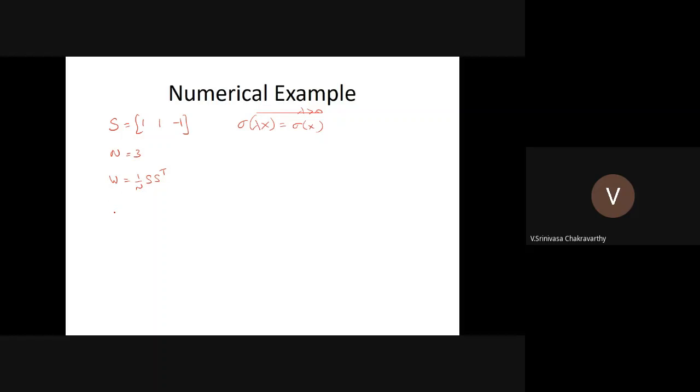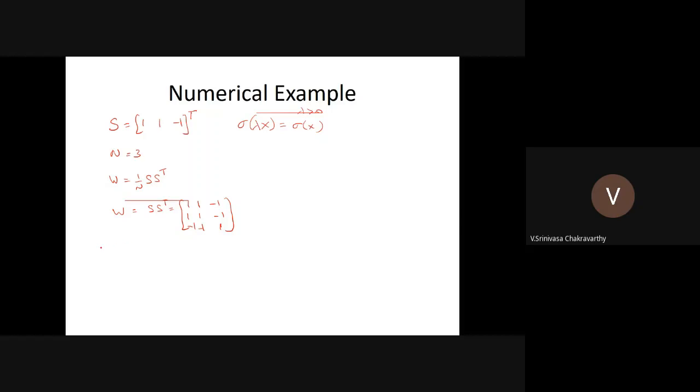So now how do you calculate the weights? It is equal to S S transpose. So that will give you 1, 1, minus 1; 1, 1, minus 1; minus 1, minus 1, 1. If you do the outer product of these two vectors, this actually should be the column vector. By definition, we said all vectors are column vectors. Okay, so you get this matrix.